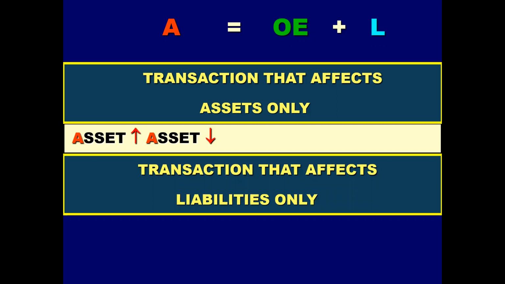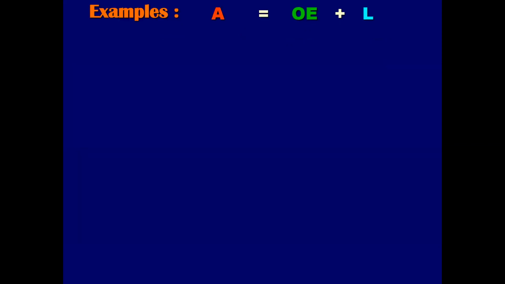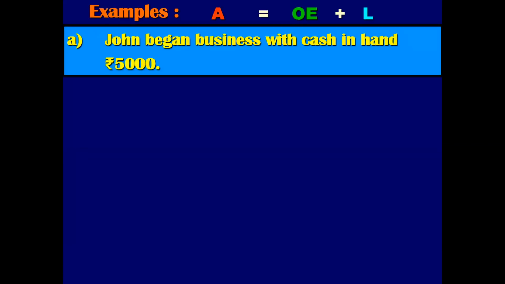The transaction that affects liability only: one liability increase, at the same time another liability decrease. This is your fourth rule. We'll see, so you just remember your four rules. Okay, listen. John began business with cash in hand, rupees 5,000.